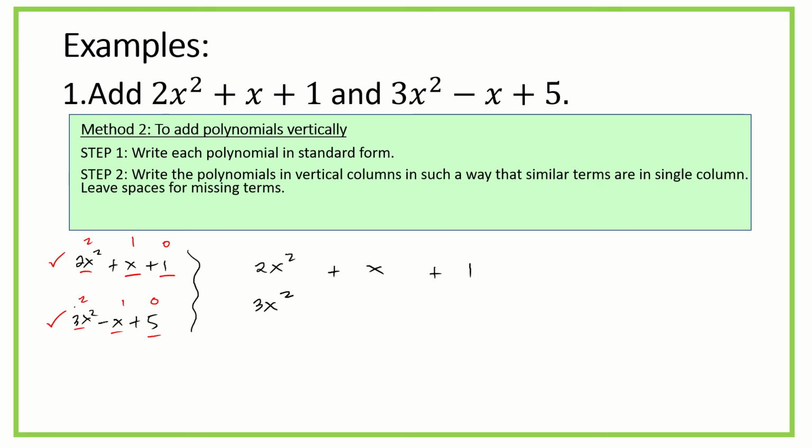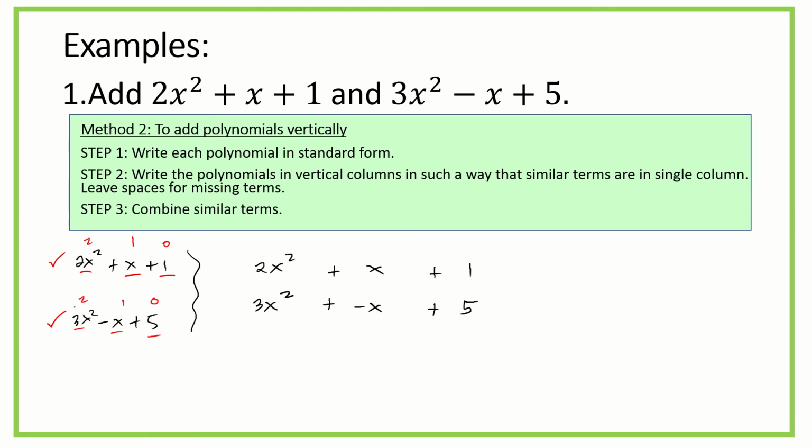The second term is a minus x, or we can say plus negative x. So the x in our first polynomial is the like term of the negative x. So we put it here below x. So that's positive, plus negative x. And then finally, the last term, 5, is a constant term similar to 1. So we put it below our 1.